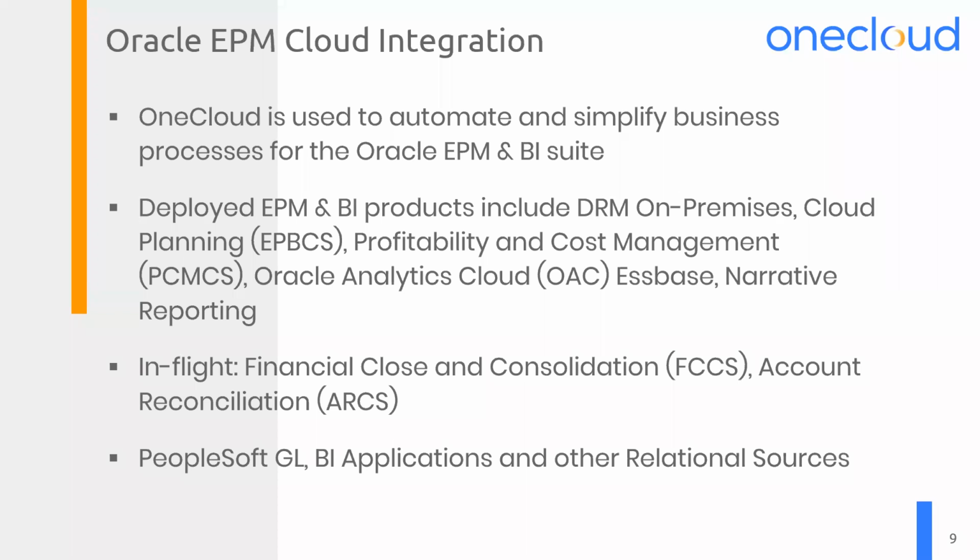The deployed EPM and BI products that we have are DRM, which we still have on premises, cloud planning, profitability and cost management, Oracle Cloud's Essbase, and we also have OBIE on the cloud. We use narrative reporting for our reporting needs. We also have our financial close and consolidation project in flight, and we are doing an account reconciliation proof of concept. Our primary source system, our primary general ledger, is PeopleSoft, and we also have BI applications that we move data back and forth with. We also have other relational sources that we get data from.